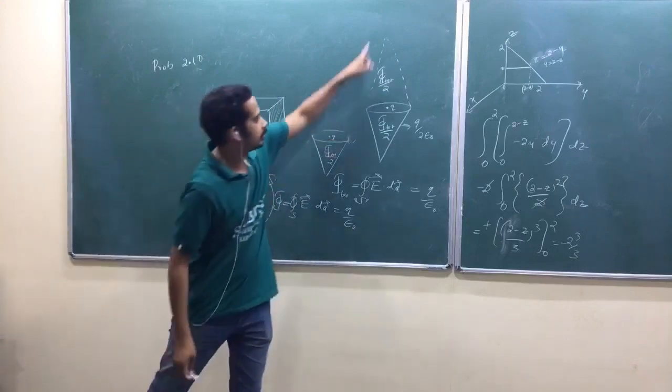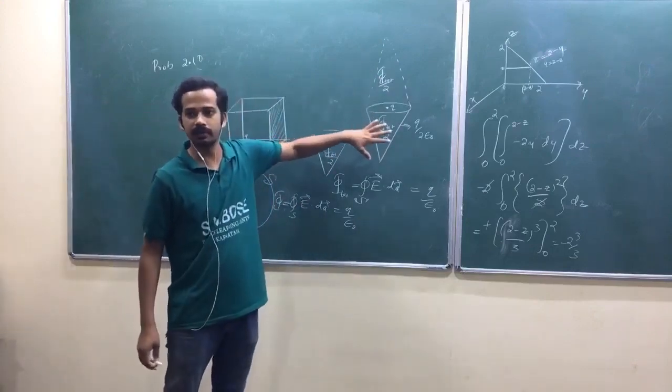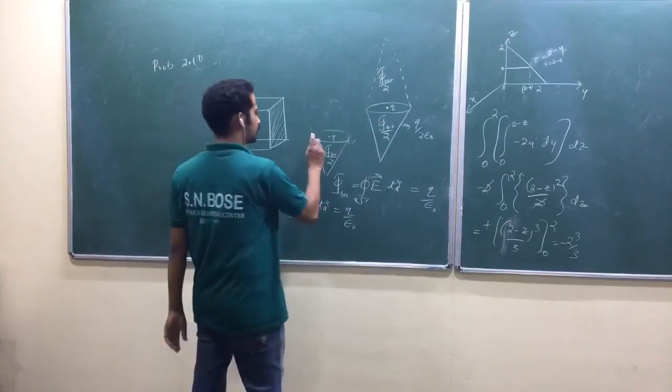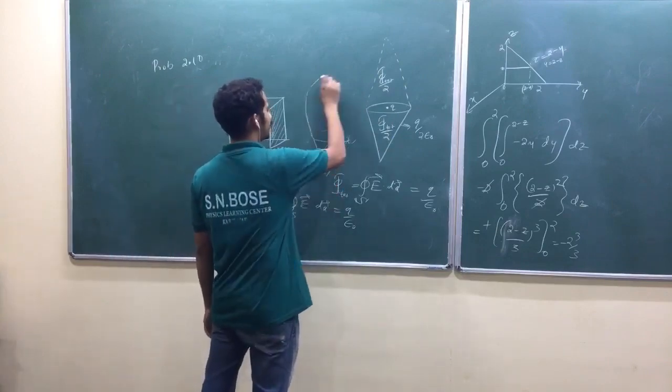But why am I taking it symmetrically? Because you can say confidently this will share half of the total flux. Is that okay? So that's why you will feel uncomfortable when you take it like this.